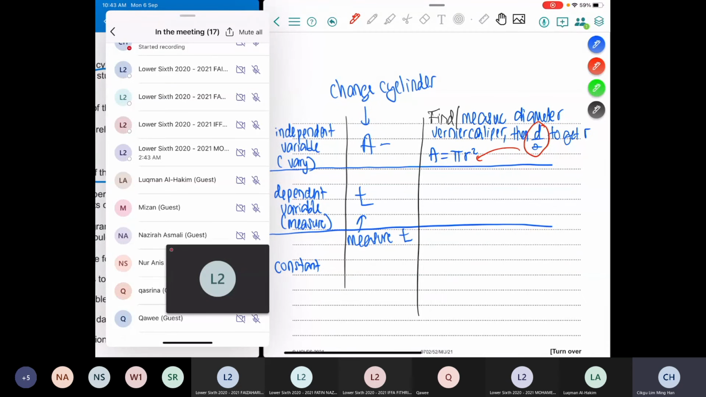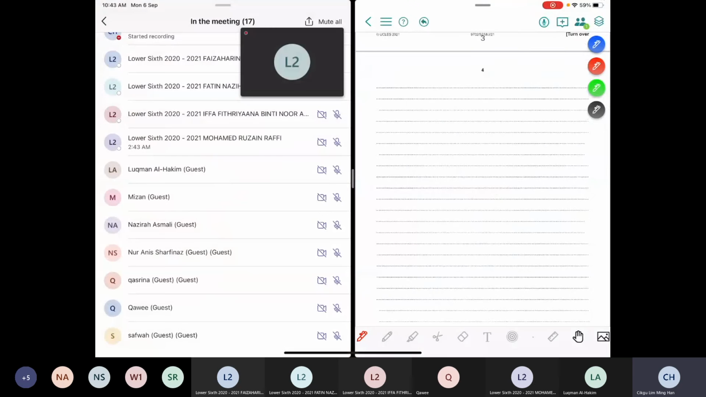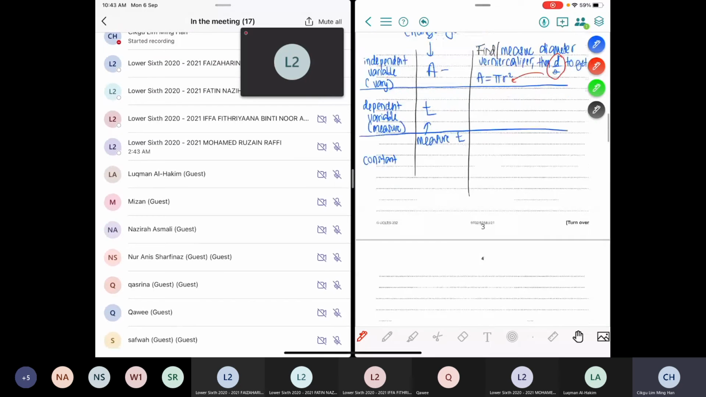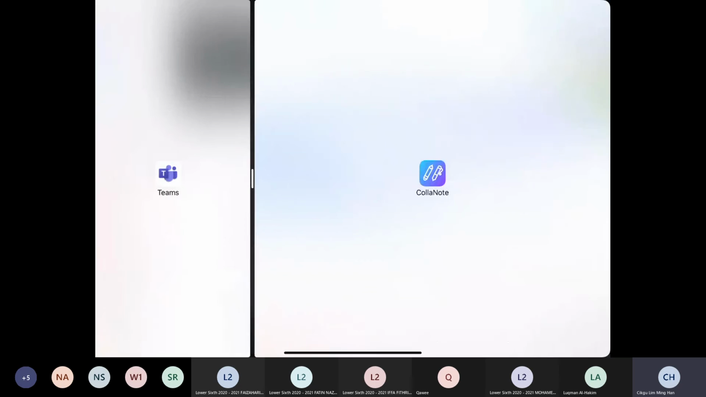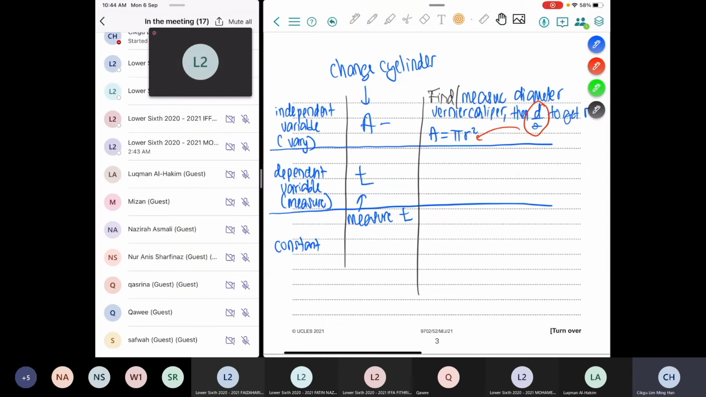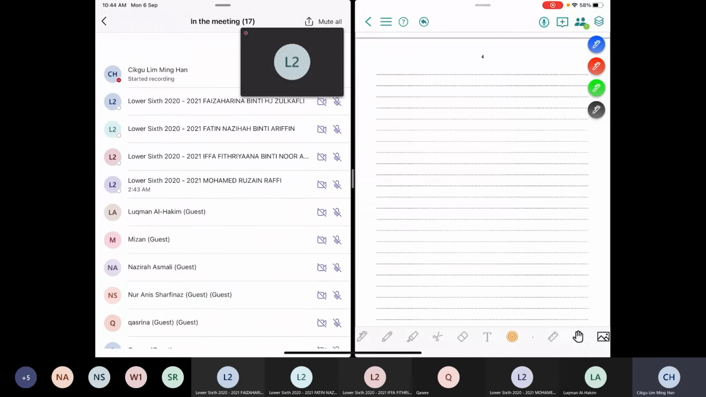Next one, who is this? Cannot see. Must be full screen. Oh. Next one we have Rosaine. Rosaine, are you here? Okay, lagging also again. Rosaine, are you there? No? Okay, so we skip Rosaine first.